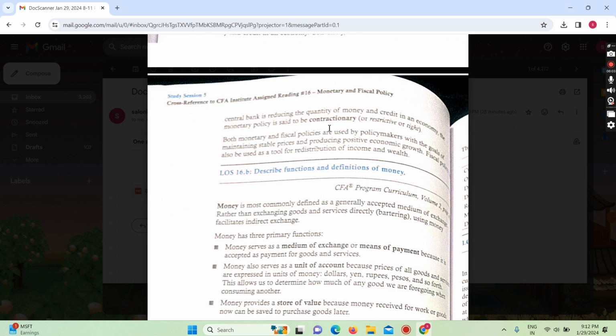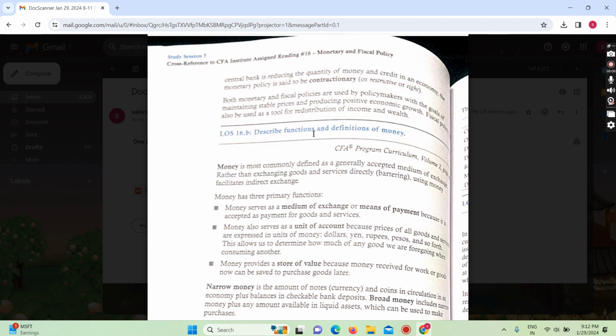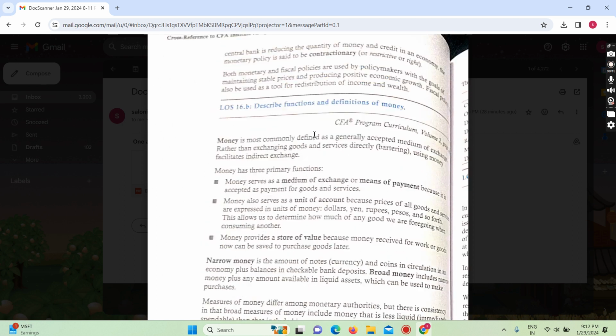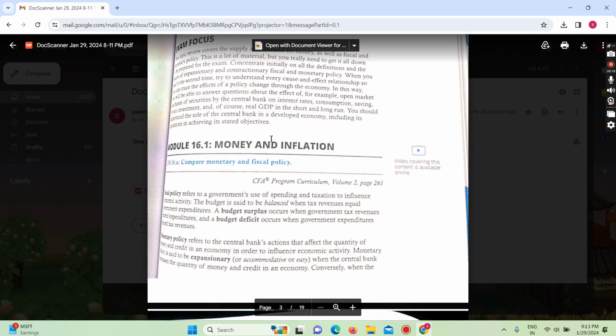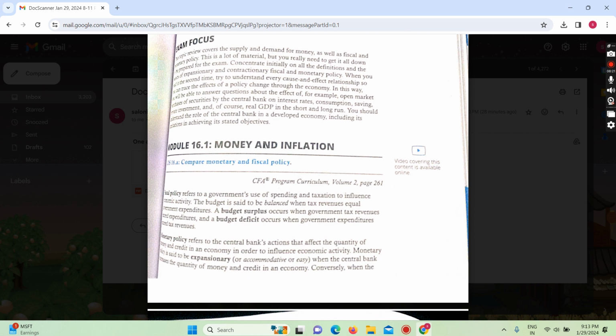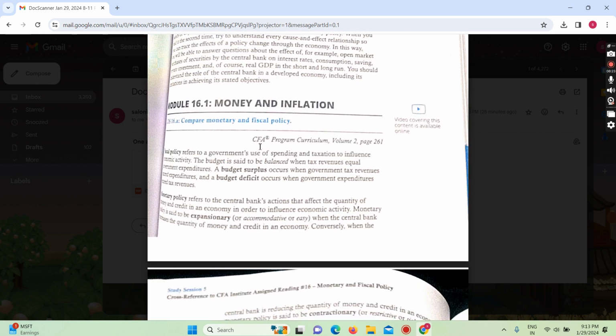Both monetary and fiscal policy are used by policymakers with the goals of maintaining stable prices and producing positive economic growth. Fiscal policy can also be used as a tool for distribution of income as well as wealth. These are basic terms, and there is nothing further to elaborate.